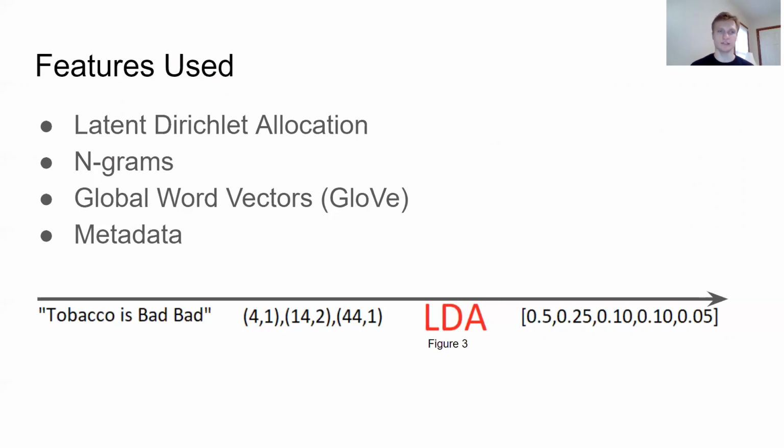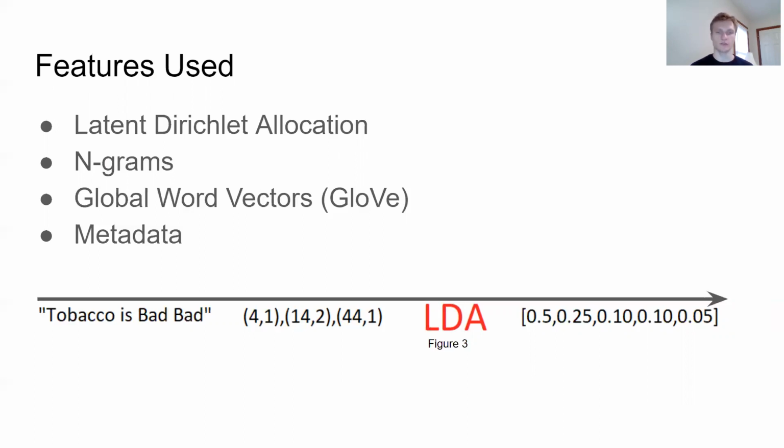Next, I used n-grams. These are just sequences of 3 or 4 words in a series, or 1 or 2, any number of words in a series. I make a big vector of whether or not a tweet contains a certain n-gram, and then I feed that through the feed-forward network with everything else.